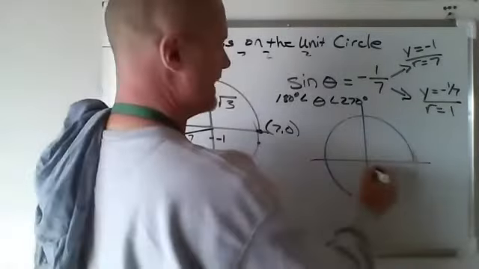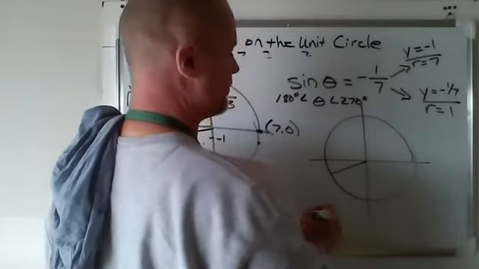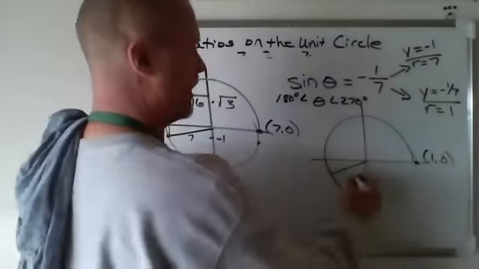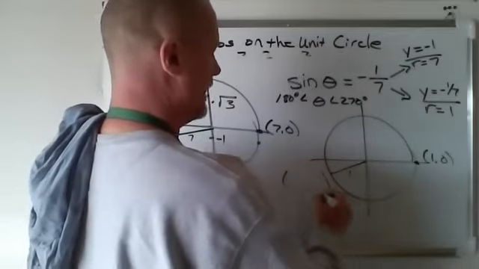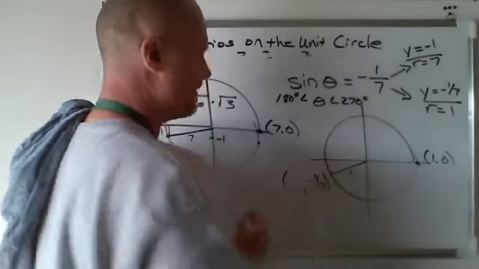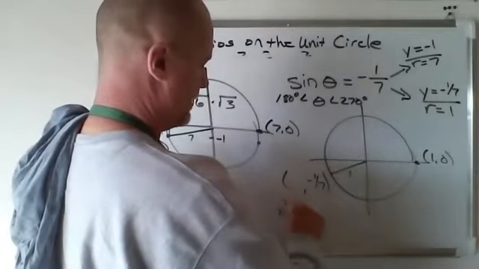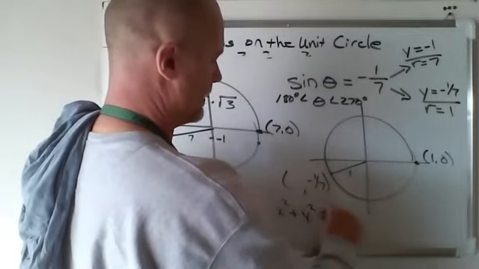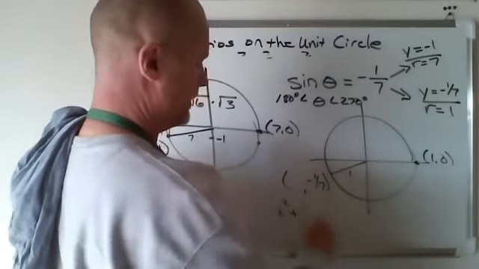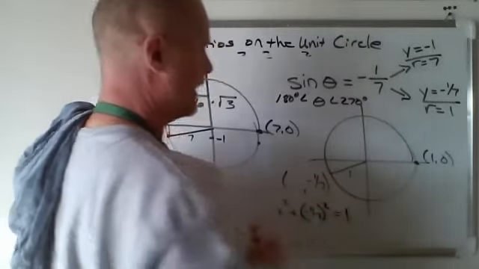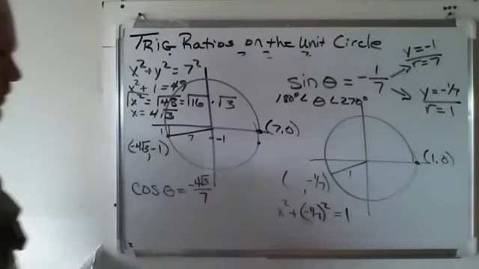Over in this one, it's a little bit different. We'd still have the same spot, but now this point over here is 1, 0. It's a radius of 1, so I know that's 1 right there. And the y coordinate is -1/7. So the equation x squared plus y squared is equal to, well, not y squared anymore, -1/7 squared is equal to 1 instead of equal to 7, because we've got a radius of 1.